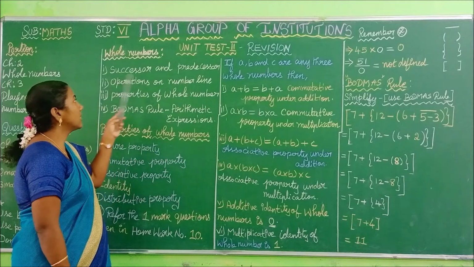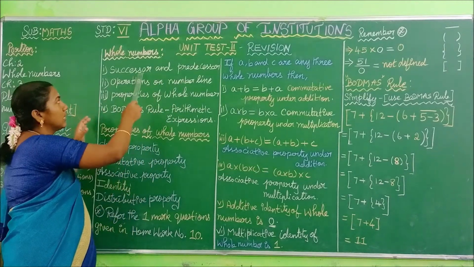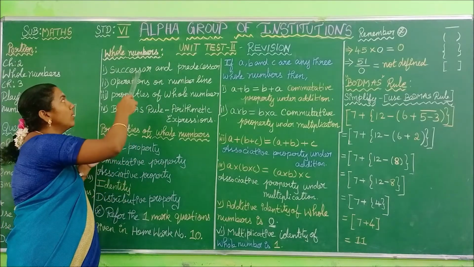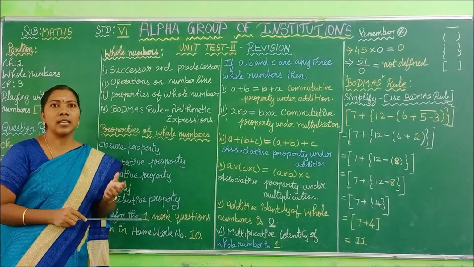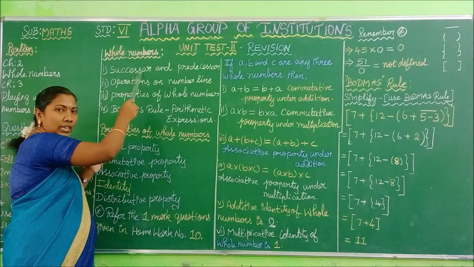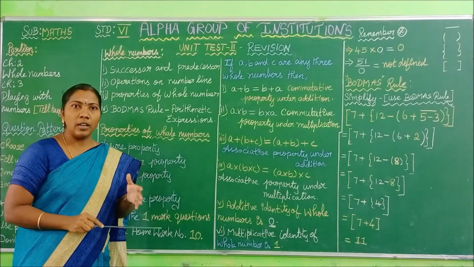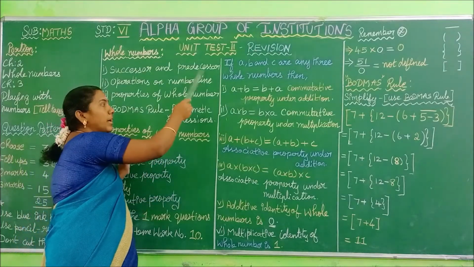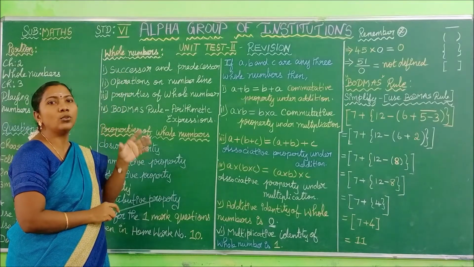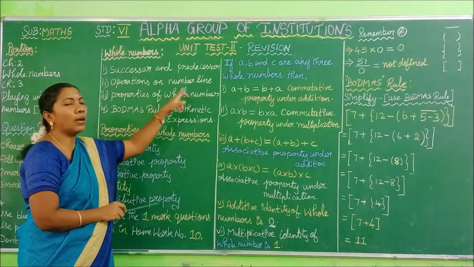Successor and predecessor, you know this concept already. The successor is the number after, and the predecessor is the number before. For a given number, how can you find the successor? By adding 1 to the given number, you can easily find the successor. Similarly, by subtracting 1 from the given number, you can easily find the predecessor. Because in your questions you have big numbers, do the calculation in the rough work and write the answers.